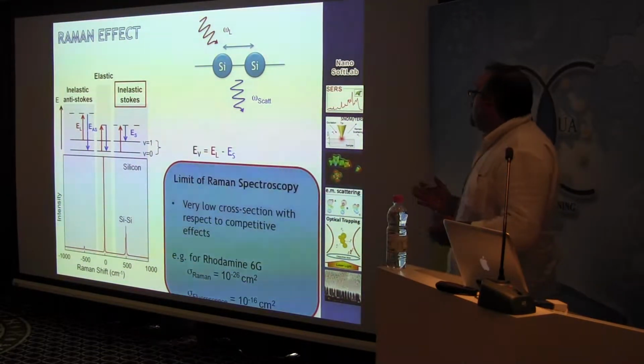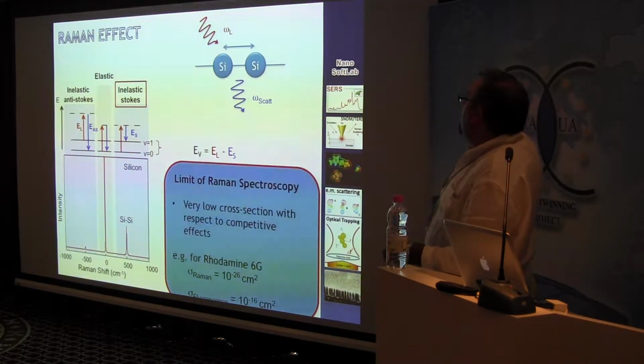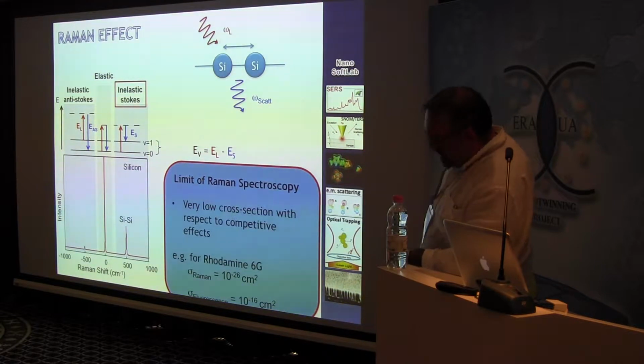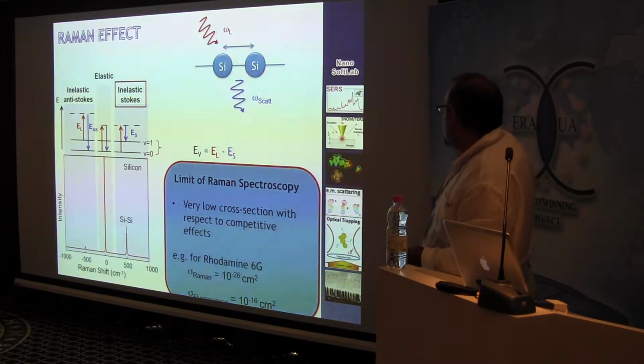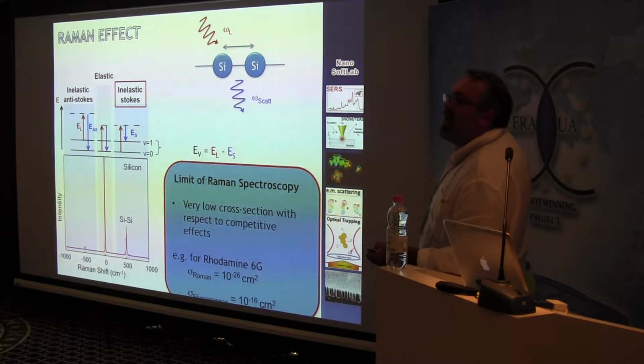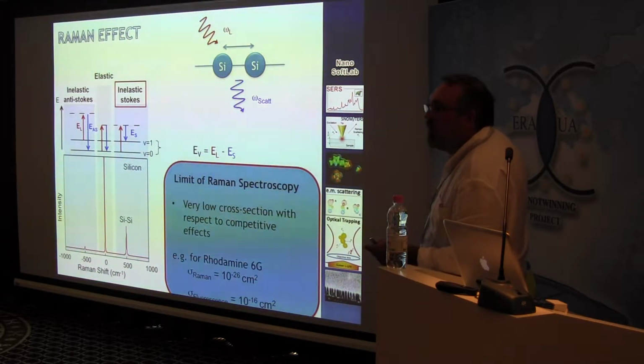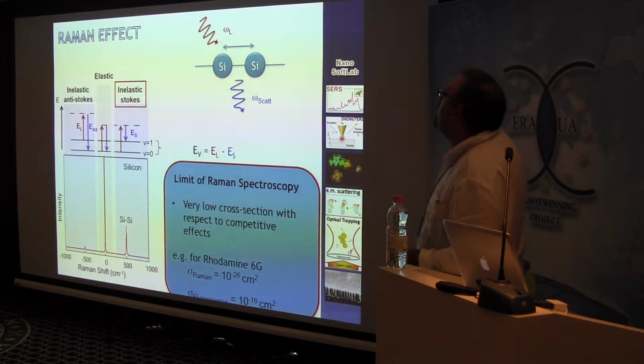So this is a very beautiful and great technique, very effective. What are the drawbacks of this? The cross-section with respect to fluorescence can be several tens of orders of magnitude smaller. So even if you have a minimum amount of residual fluorescence, this will cover all your Raman peaks, and you will not be able to do this analysis anymore.